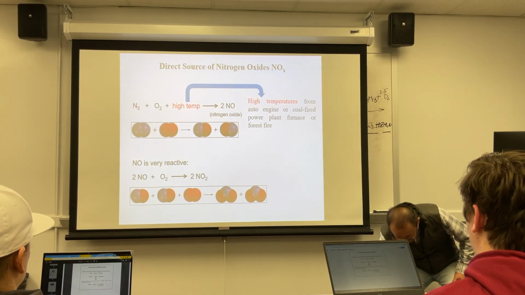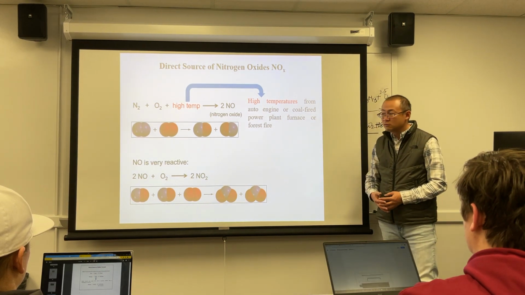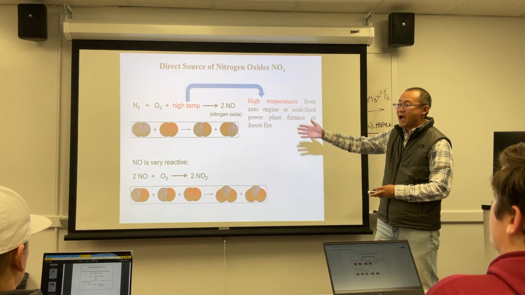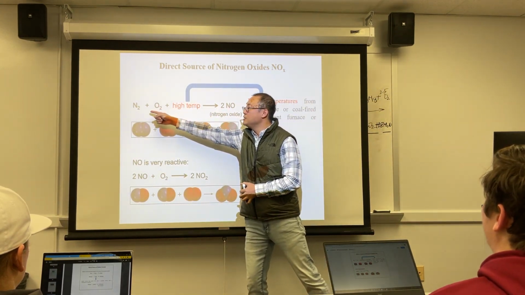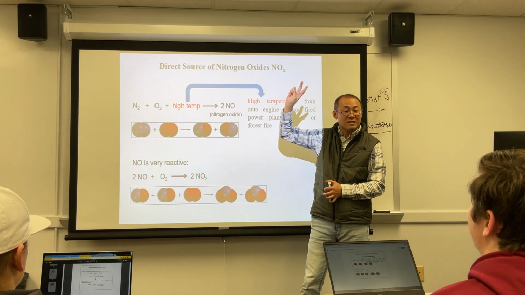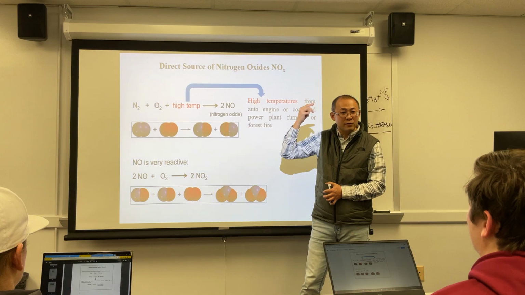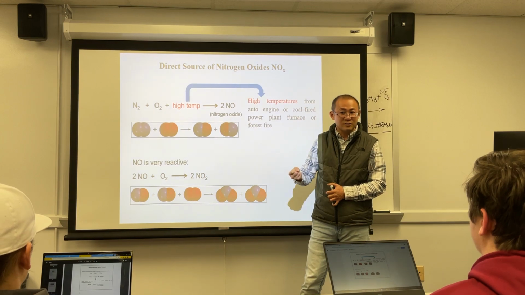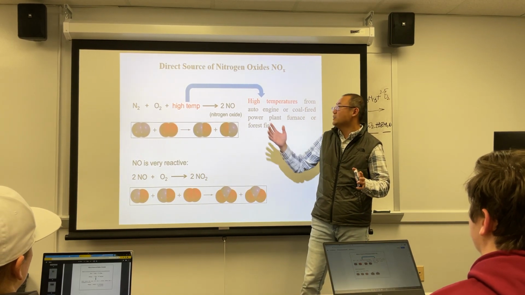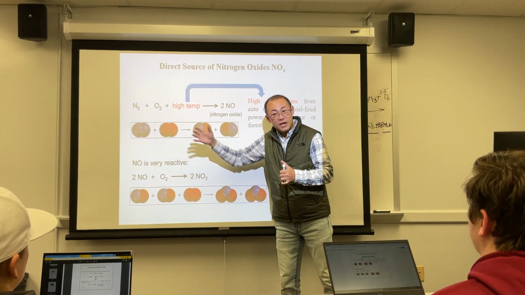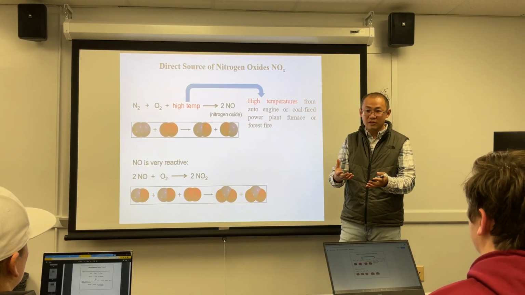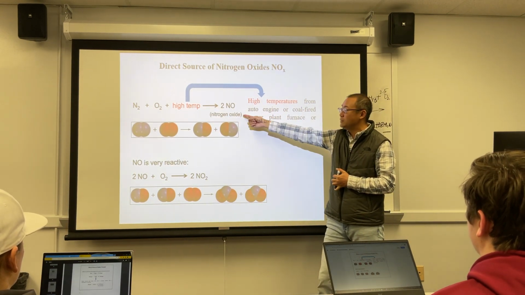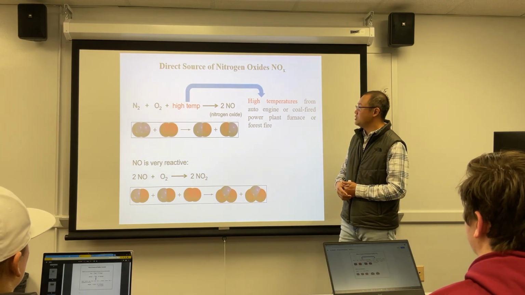Next, these reactions show you the direct source of nitrogen oxides. The top reaction shows the reaction between N2 and O2. Remember, in the air, what is the main component? Nitrogen and oxygen, right? They don't react. But at high temperature in your engine, in a furnace, in the industry, or in your car engine, these two gases will react to produce what? Nitrogen monoxide.